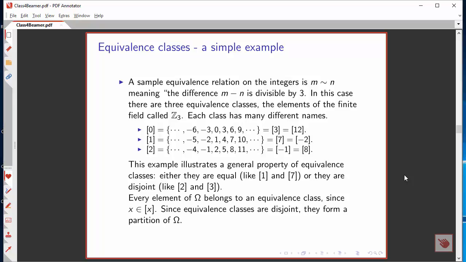This simple example illustrates a very general property of equivalence classes, though. Either they're equal. The equivalence class of 1 is the same as the equivalence class of 7. It consists of all integers that leave a remainder of 1 when divided by 3. Or, if equivalence classes are not equal, they're disjoint. The equivalence class of 2 and the equivalence class of 3 have no elements in common because there's no integer that leaves a remainder of 2 and also a remainder of 3 when you divide it by 3.